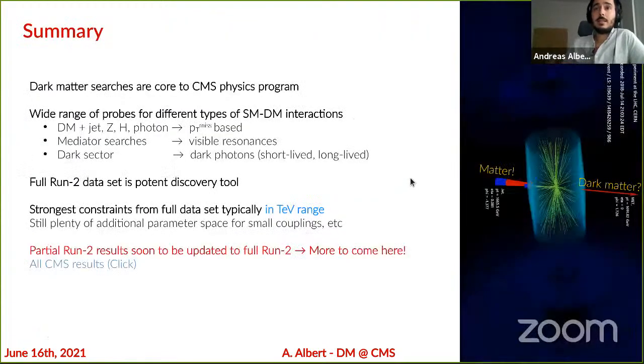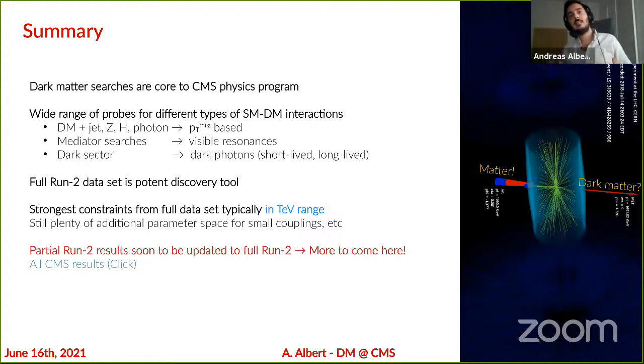With that, I'm going to come to my summary. I hope I could convince you that dark matter at CMS is really core of the physics program. So it's not a niche thing we do, it's really at the core. And we try to do it in many topologies, as I mentioned, and try to think about different interactions so that we really cover all the ground that we can.